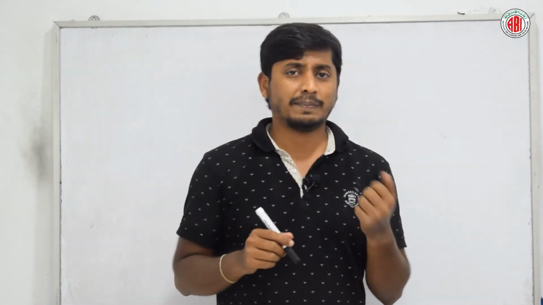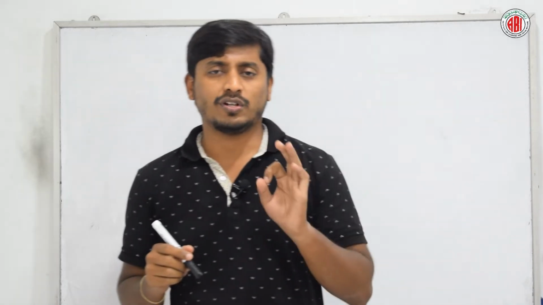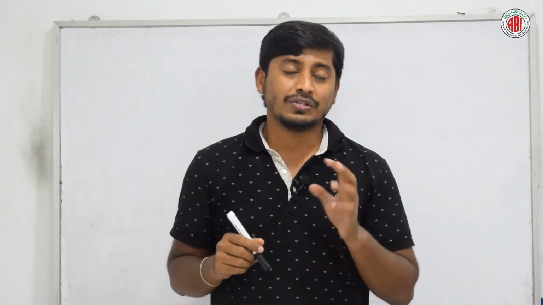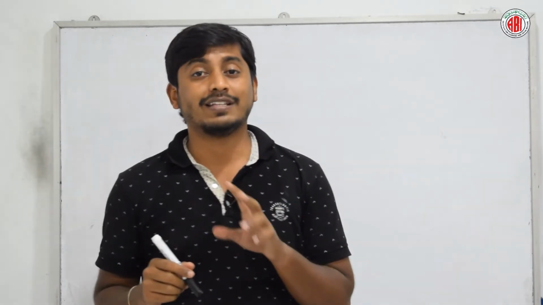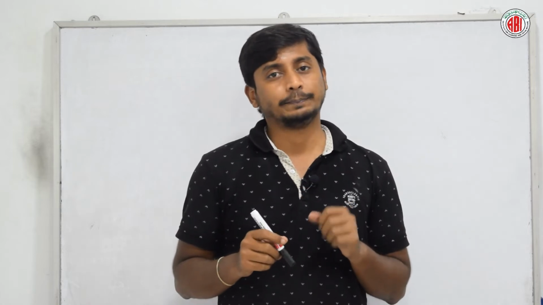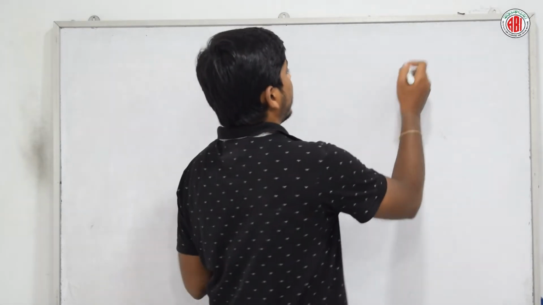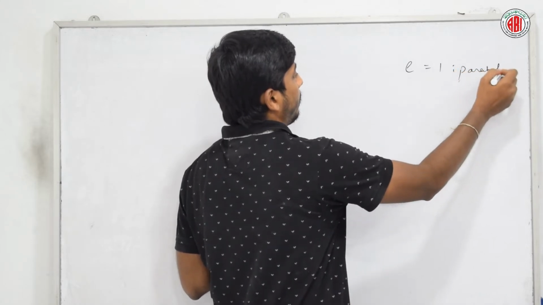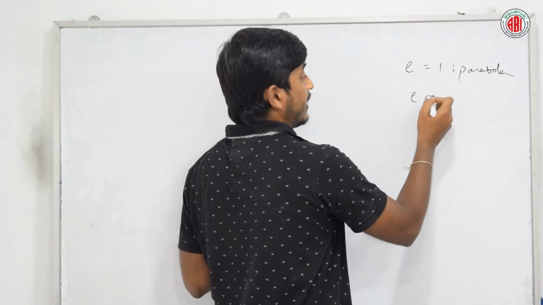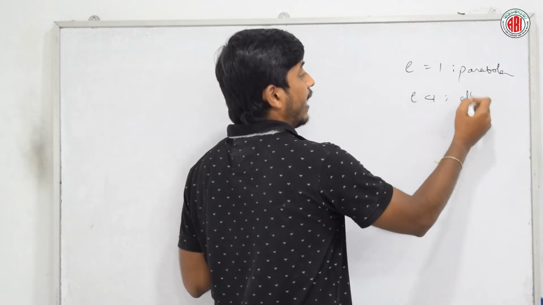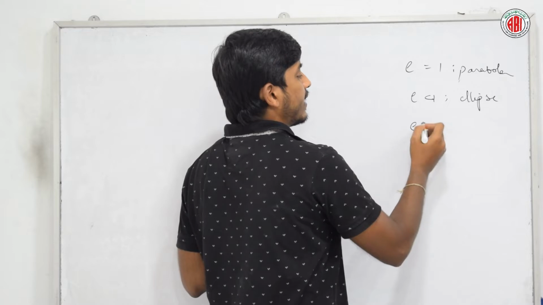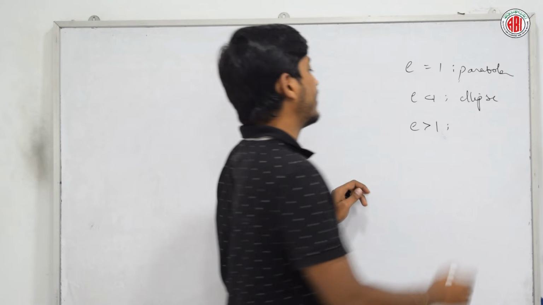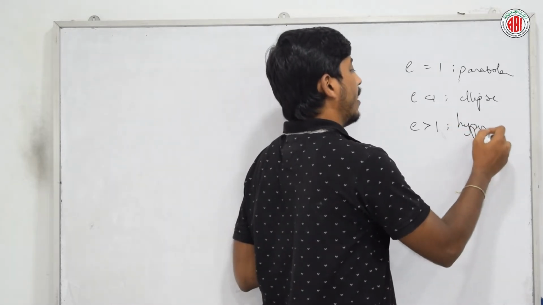So what about the parabola? Parabola also has a fixed distance and a fixed point. We know that SP by PM is 1, which is nothing but our eccentricity. Eccentricity is 1 for a parabola, and less than 1 for an ellipse. What if eccentricity is greater than 1? Such a conic section is called a hyperbola.